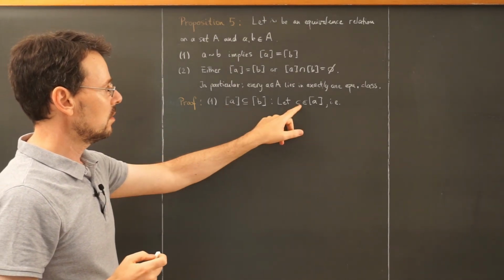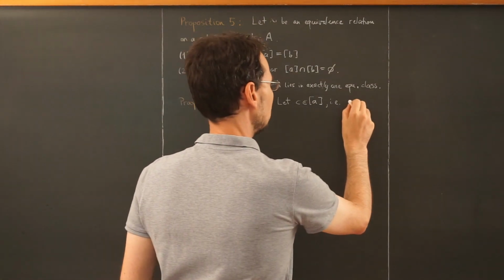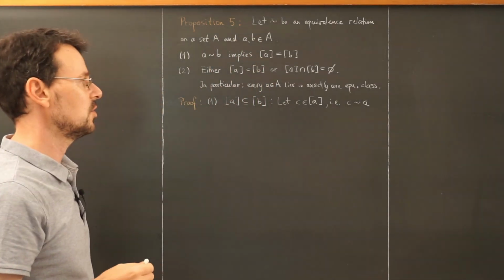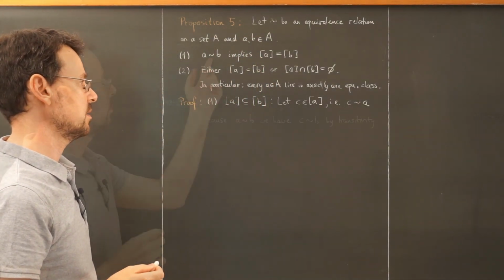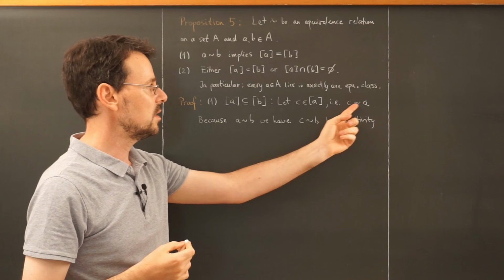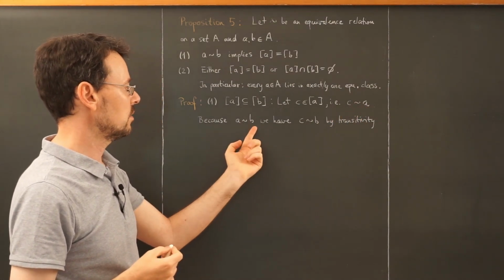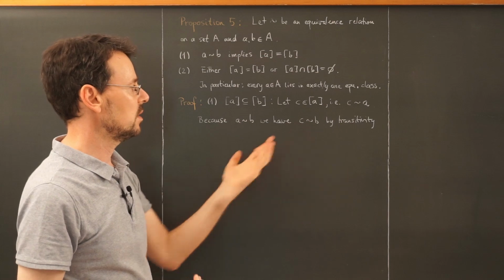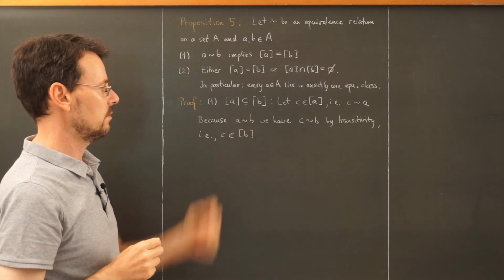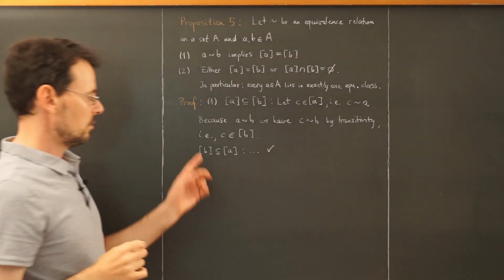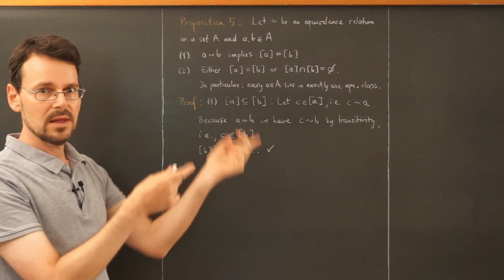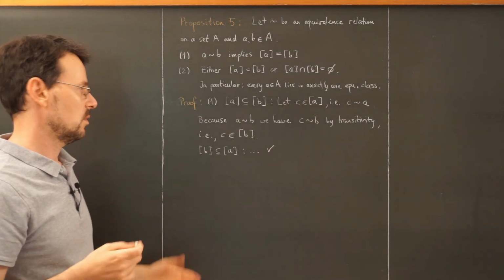So what does it mean to lie in an equivalence class? By definition, it means that C is equivalent to A. That's the definition of an equivalence class. By assumption, A is equivalent to B, and now we have an equivalence relation. So if C is equivalent to A and A is equivalent to B, by transitivity, C must be equivalent to B. And this by definition means C lies in the equivalence class of B. And of course, the other inclusion is exactly the same, except that you start with an element in the equivalence class of B and just do the same argument.